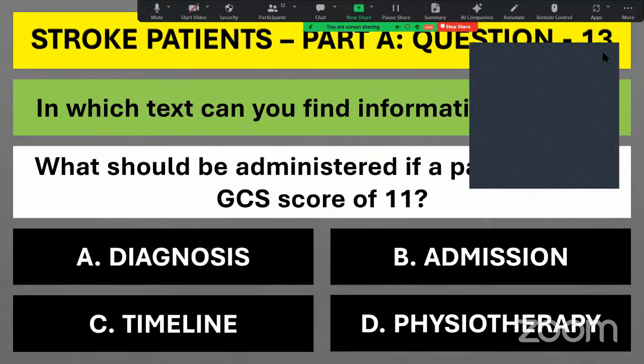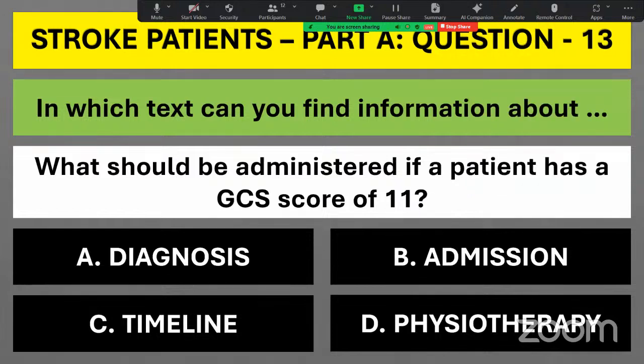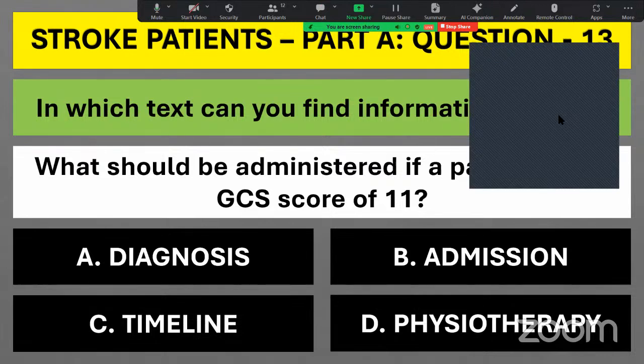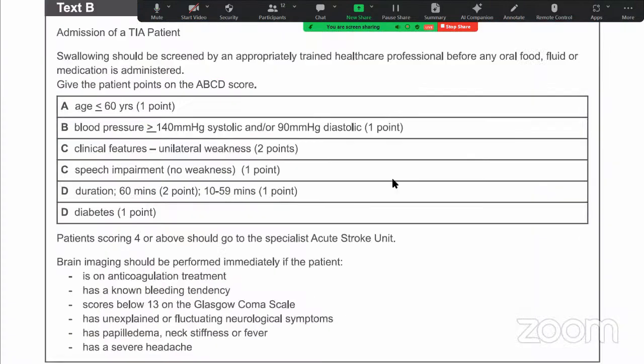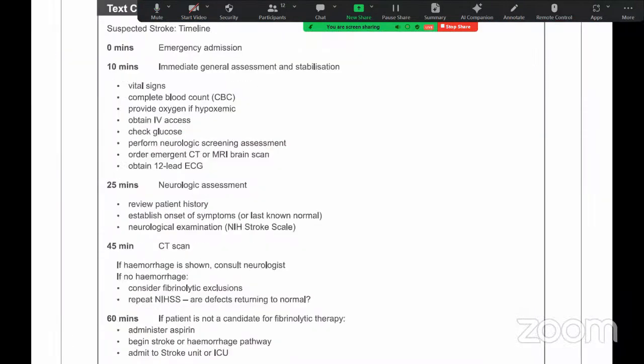What should be administered if a patient has a GCS score of 11? Diagnosis, admission, timeline, physiotherapy. Okay. Now let me take you to there. Most of the students have said C. And then one student said B. Come on, give your answer. Most of the students said C. That means timeline. Okay. Then one student said B. Okay, we'll go there to C. Now C.